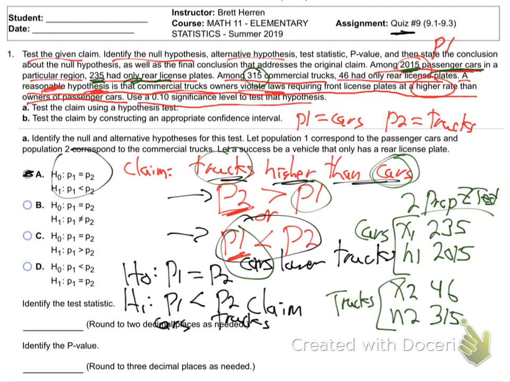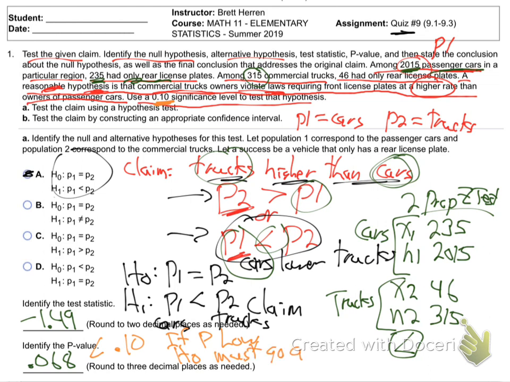So we put that information in, and we're doing a less than test. So we tell our calculator less than. Hit the calculate button, and here's what I'm getting. A test statistic of minus 1.49, p-value 0.068. And we're doing the 0.10 significance level. So that is 6.8%, which is less than 10%. If the p is lower than the significance level, the null, the H0, must go. P is low, the null must go away. So the null is out.